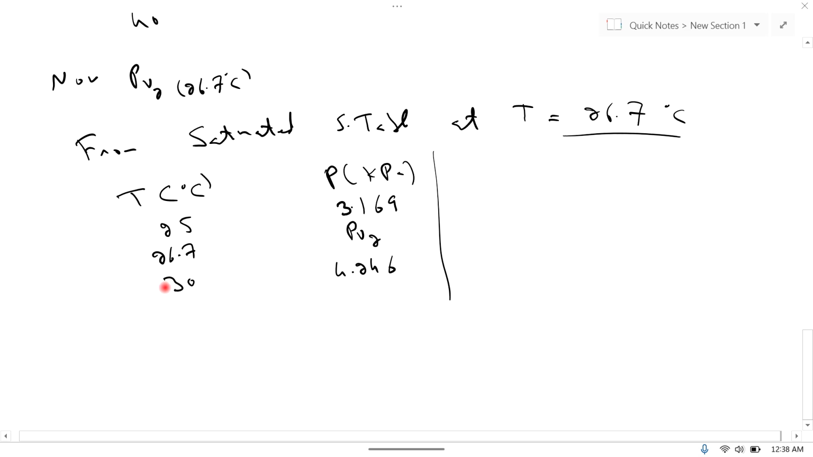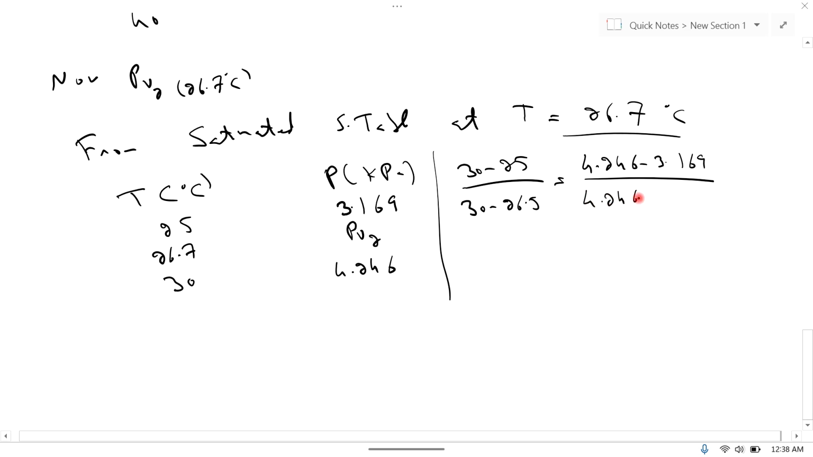So do interpolation. Third value minus first divided by third value minus second value: 30 minus 25 divided by 30 minus 26.7. Third value minus first, 4.246 minus 3.169, divided by third minus second, 4.246 minus PV2. This is a simple calculation. So find PV2, which is equal to 3.53518.